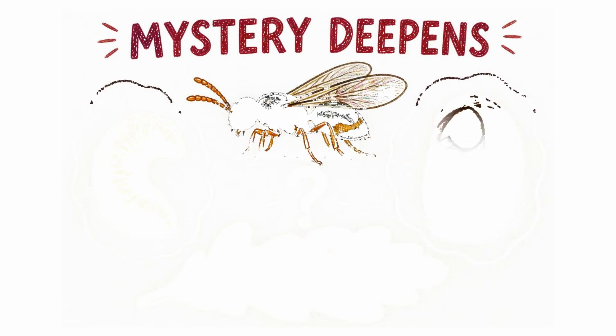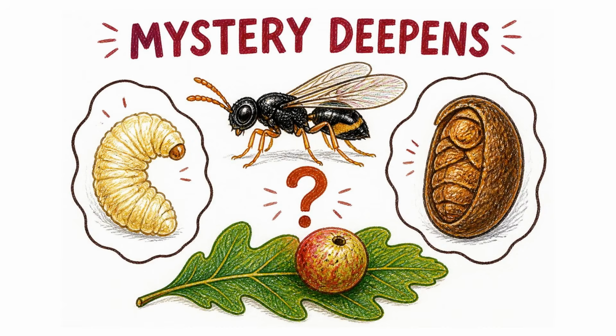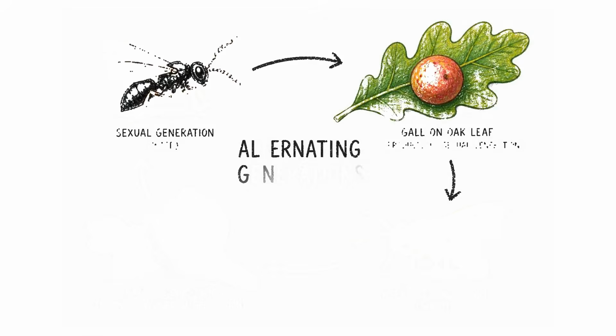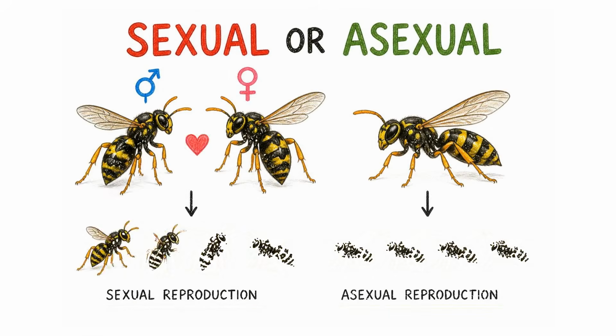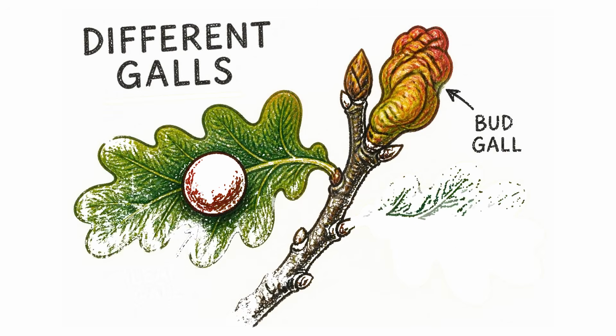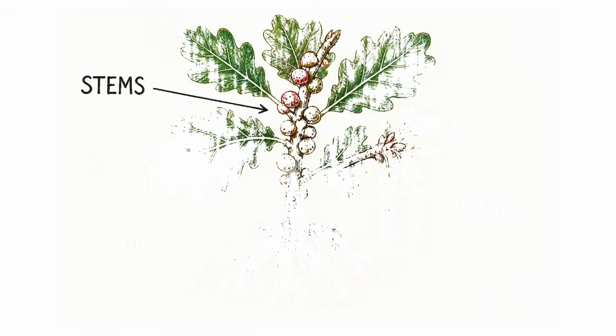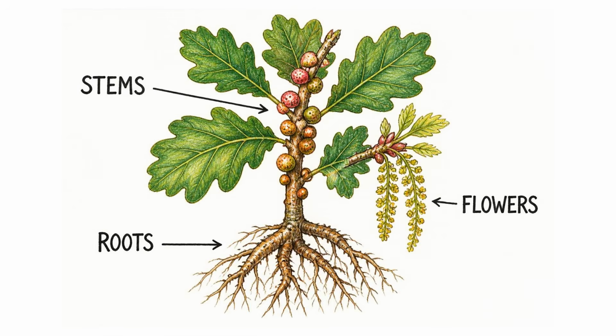But the mystery deepens again, because some oak gall wasps do not live one simple life in one simple form. Many have alternating generations. One generation may be sexual, another asexual. One may form galls on leaves, while another forms entirely different galls on buds, stems, roots, or flowers.